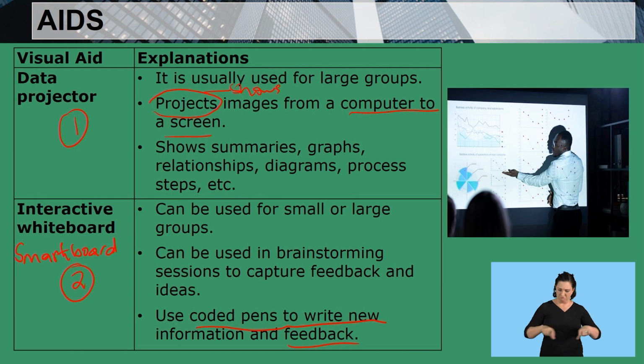There's a coded pen. Another advantage with this one is that after writing, you can save the information in there, especially with the smart board. Information can easily be stored there and can be used again later on. Another disadvantage with this one, just like the data projector we mentioned, is that it requires electricity. And also, if you're not technologically savvy, it becomes difficult because it requires a person that is able to use technology. I'm referring to a smart board.